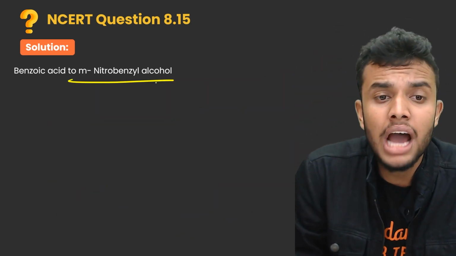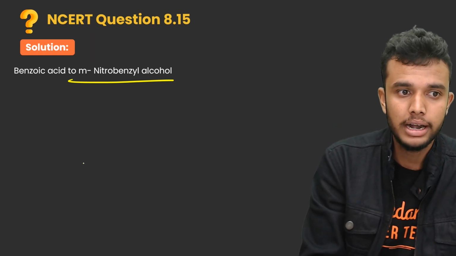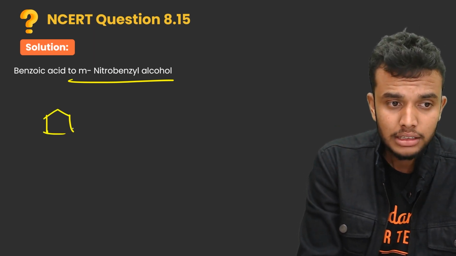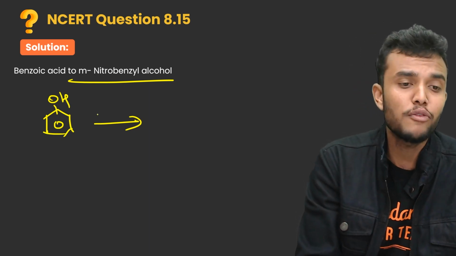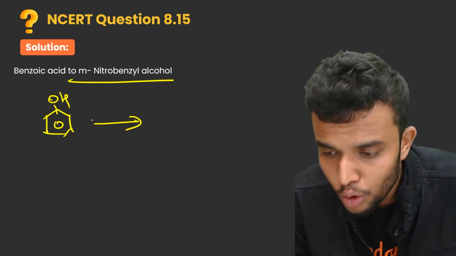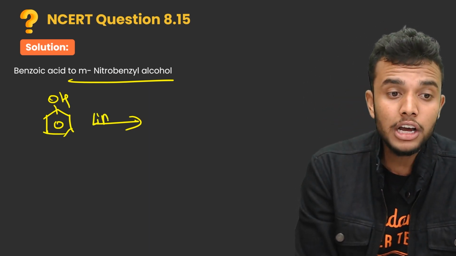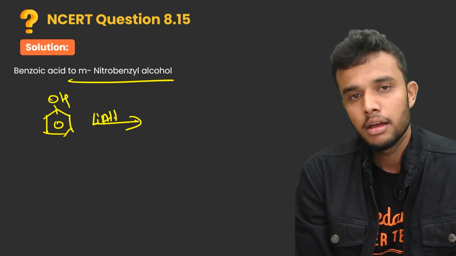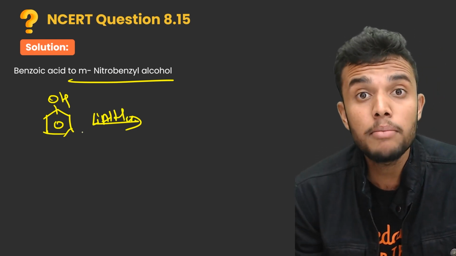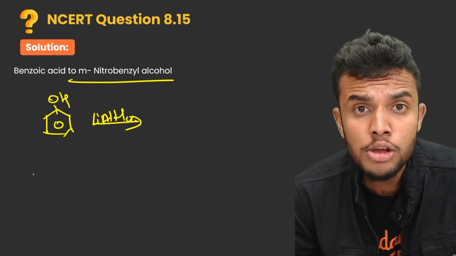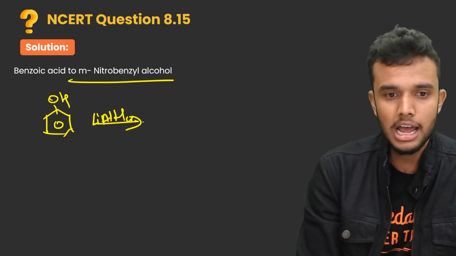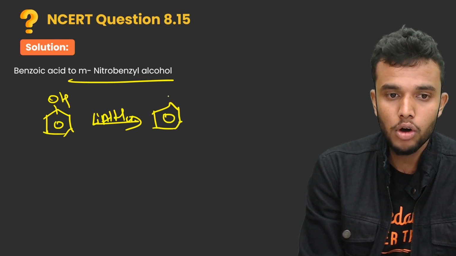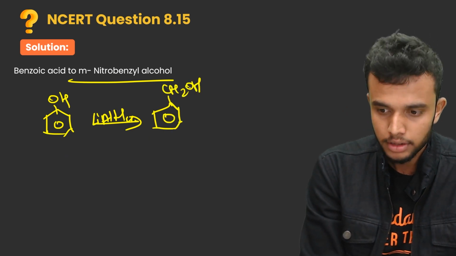Benzoic acid to meta-nitrobenzyl alcohol. Students, what is the structure of benzoic acid? This is the structure of benzoic acid to meta-nitrobenzyl alcohol. First step, it's very easy. It undergoes reaction in the presence of LiAlH4, lithium aluminium hydride. What is the role of lithium aluminium hydride? It's a reducing agent. What happened? It formed an alcohol group, CH2OH group, right?